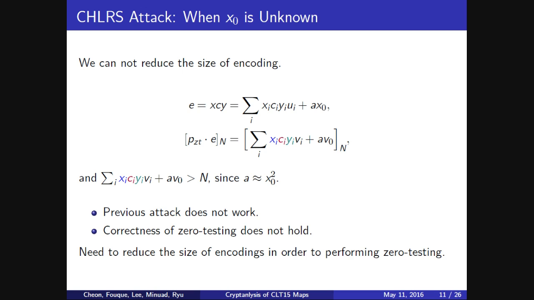However, x_0 is secret in CLT15, so we cannot reduce the size of the encoding after the multiplication. Remark that the size of e is deeply related to the size of a. So if e is large, then a is large, so a times v_0 exceeds the modulus N. Therefore, the right-hand side of the zero testing value goes over N, even though e is an encoding of zero. For this reason, the previous attack does not work. A more serious problem is that the correctness of zero testing does not hold. Therefore, we need to reduce the size of encodings in order to perform zero testing.